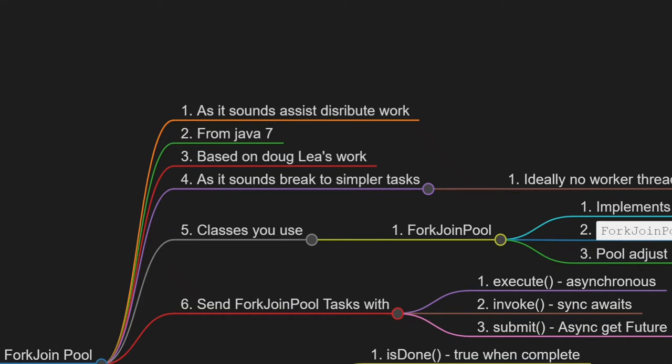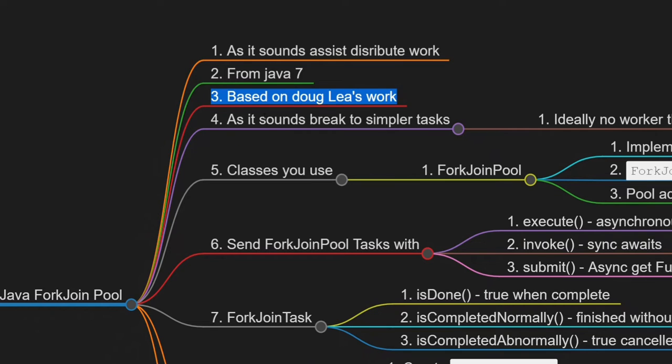So as it sounds, the ForkJoinPool is just a framework, a set of patterns on how to use multi-threading in Java and to optimize so that the threads always have work to do. Let's see how it works. It's from Java 7, the ForkJoinPool. It's based on Doug Lea's great work, and as it sounds, it breaks our tasks into smaller tasks, and then these tasks into smaller tasks, I think until we can optimize all the work and get all the small tasks to work.